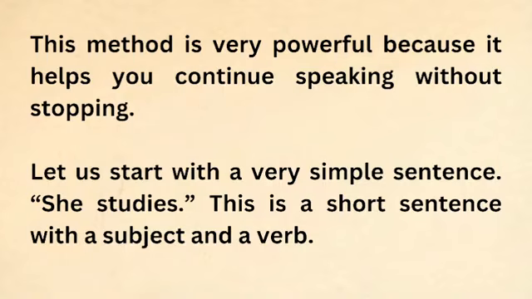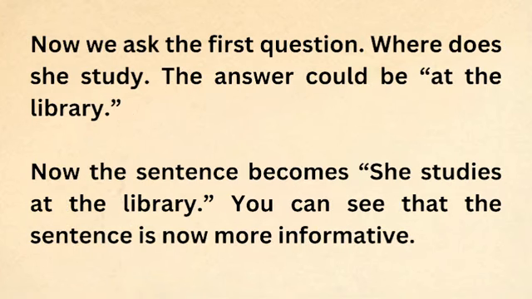She studies. This is a short sentence with a subject and a verb. Now we ask the first question. Where does she study? The answer could be at the library. Now the sentence becomes, she studies at the library. You can see that the sentence is now more informative.